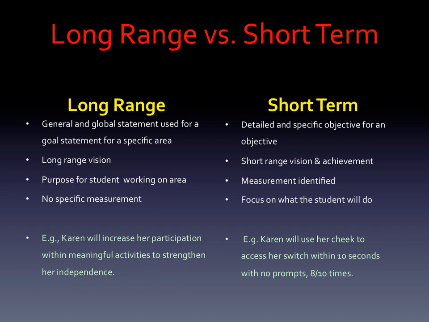Now, I have found that sometimes teams can become confused between long-range goal statements and specific measurable short-term objectives. I think someone mentioned that when we were looking at some of our challenges. We need to keep in mind that the long-range goal should determine the areas that we are looking at. For example, increasing participation in fine motor and gross motor areas, as well as the purpose. For example, to increase participation or perhaps independence in order to improve the quality of life. So that addresses our purpose.